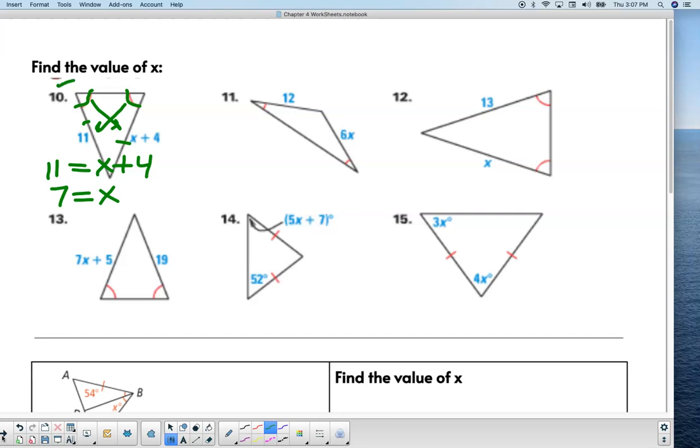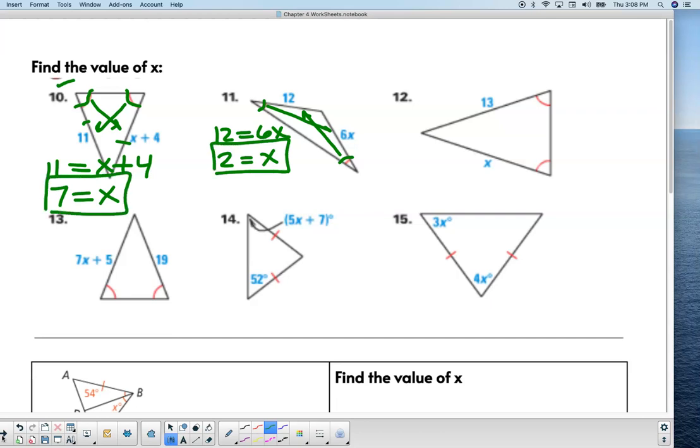And again, I look at the markings. I inspect the markings of my triangles. And my base angles are congruent. The sides opposite those base angles are congruent as well. So now I solve for x by dividing by 6, and I get 2 is equal to x.